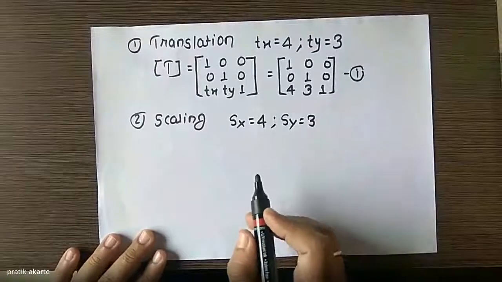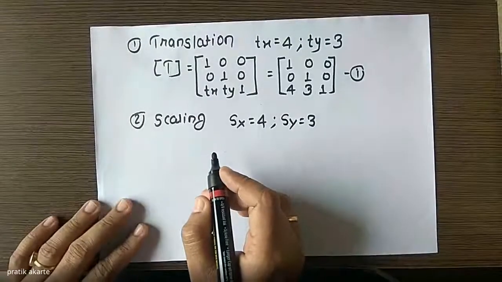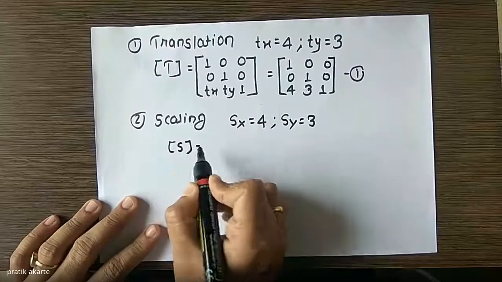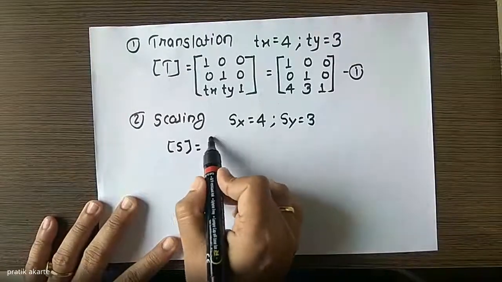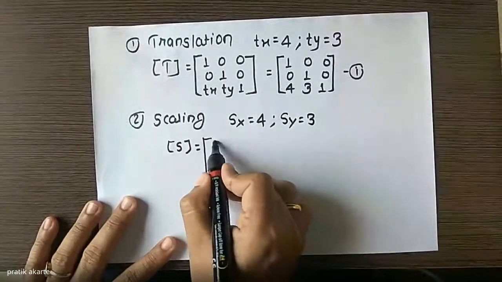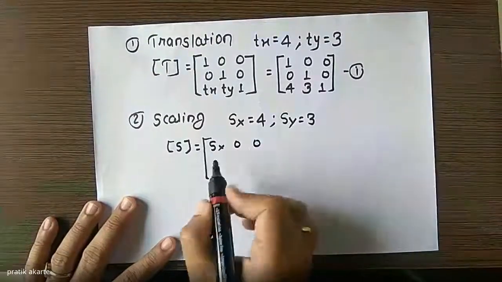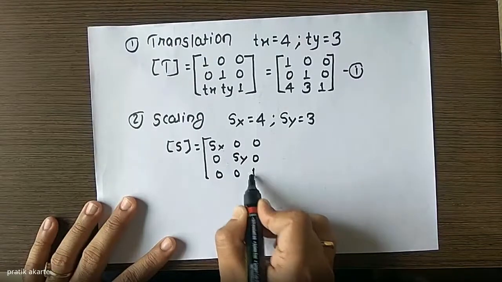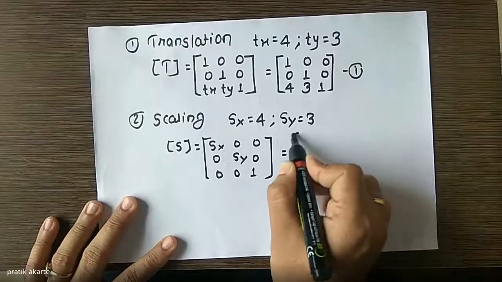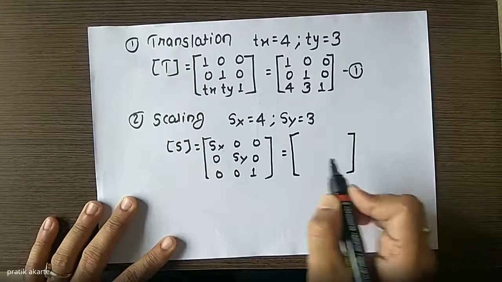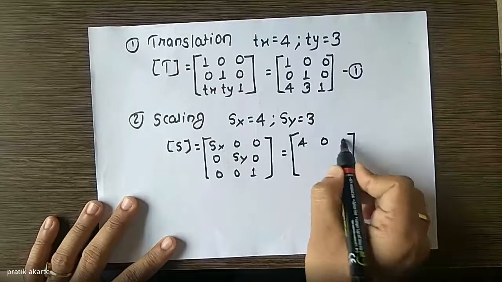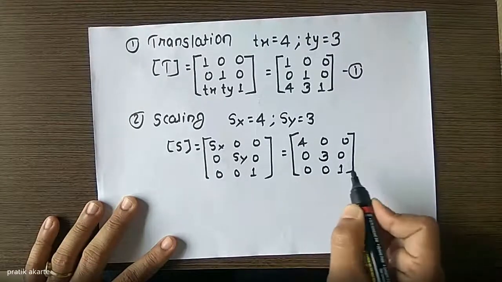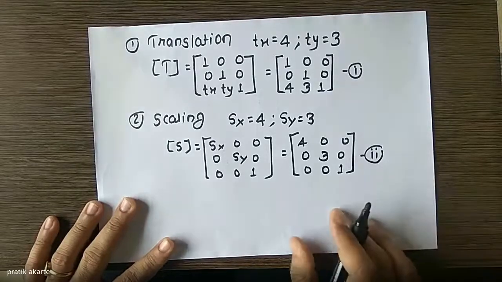So scaling is Sx and Sy. So we write the scaling matrix as Sx 0 0, 0 Sy 0, 0 0 1, which is equal to 4 0 0, 0 3 0, 0 0 1. So this is your second transformation.